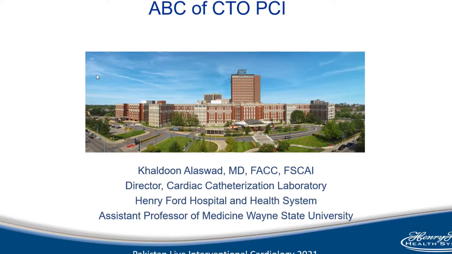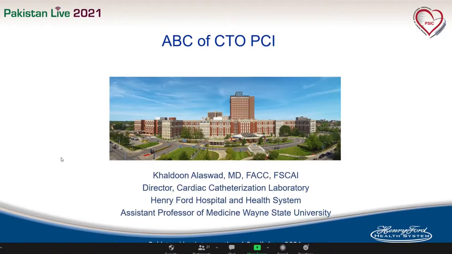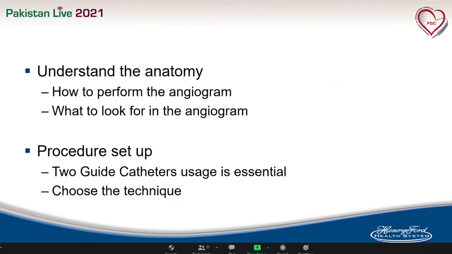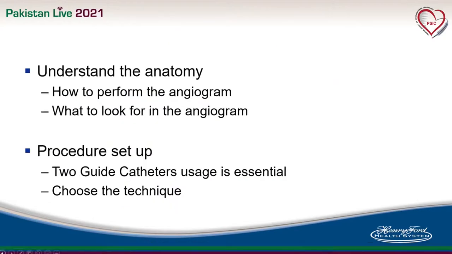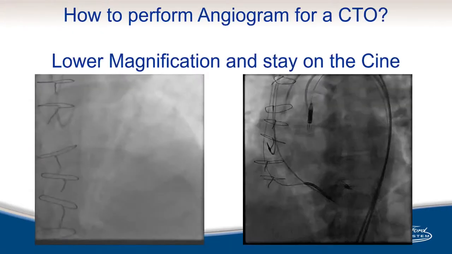So I was tasked with the ABC of CTO-PCI. And honestly, I'm going to really talk about the ABCs. I know a lot of experts here, and this took me back to the early stages when we were still talking about the basics, but I think it's very important to emphasize these basics, and I myself go back to them every now and then. So these are my disclosures, and I'm going to talk about things Bilal talked about: understanding the anatomy, how to perform an angiogram, what to look for in an angiogram, and then procedure setup and how to choose your technique. Really simple stuff, but very helpful, and I have to keep reminding myself.